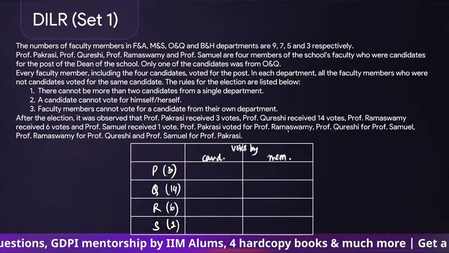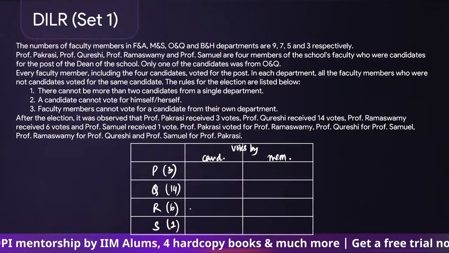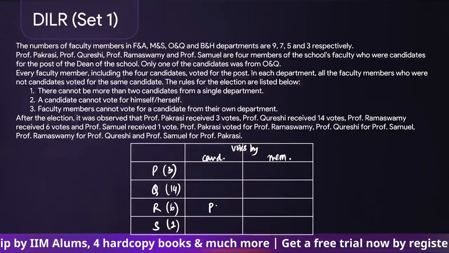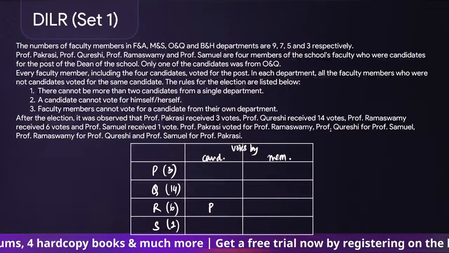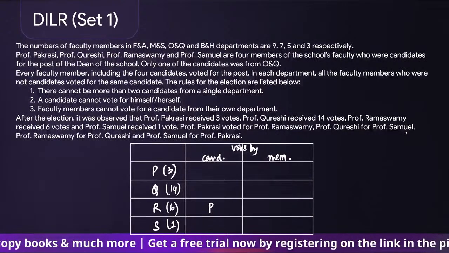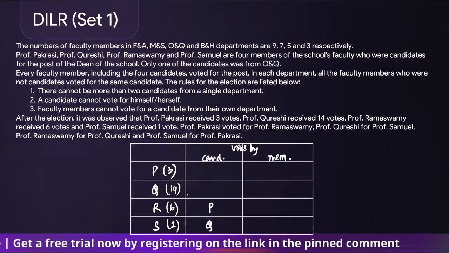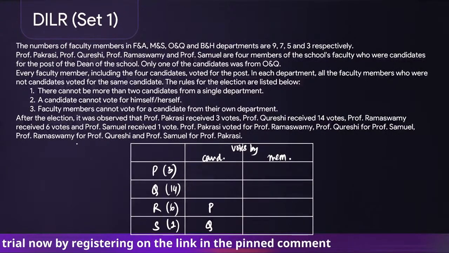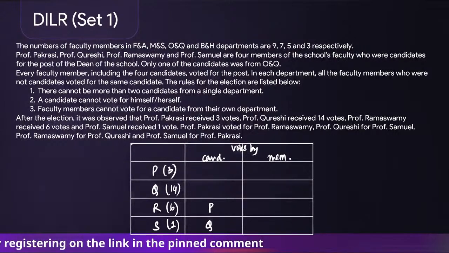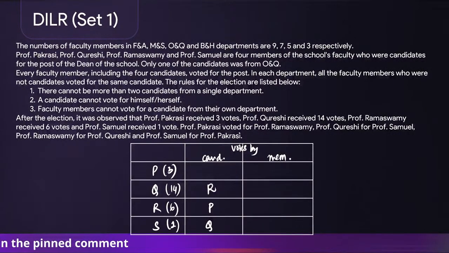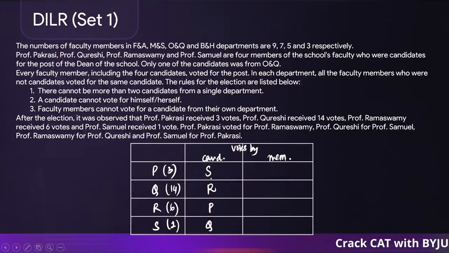प्रोफेसर P voted for प्रोफेसर R. So R के ये 6 वोट में से एक वोट प्रोफेसर P का है. प्रोफेसर Q voted for प्रोफेसर S. So S को वोट करने वाला Q है. प्रोफेसर R voted for Professor Q. So R voted for Q and S voted for P. So we can see that every member here turns out to have voted for different members.